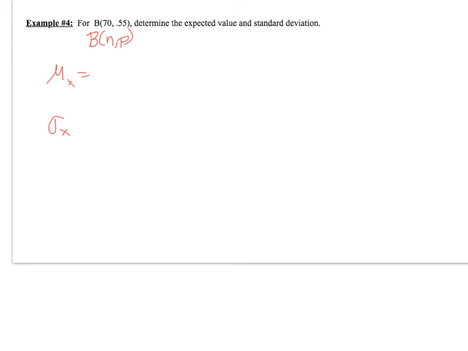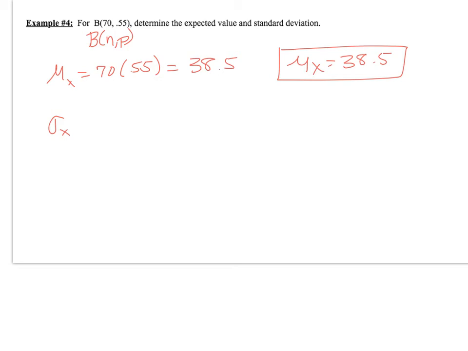So mu sub x should just be np, should be 70 times 0.55, and 70 times 0.55 is 38.5. So mu sub x is equal to 38.5, which again, remember that is also the expected value. And then the standard deviation of x should be the square root of np times 1 minus p. So np, we just found np was 38.5. So 38.5 times 1 minus p, so the complement of 0.55 is 0.45.